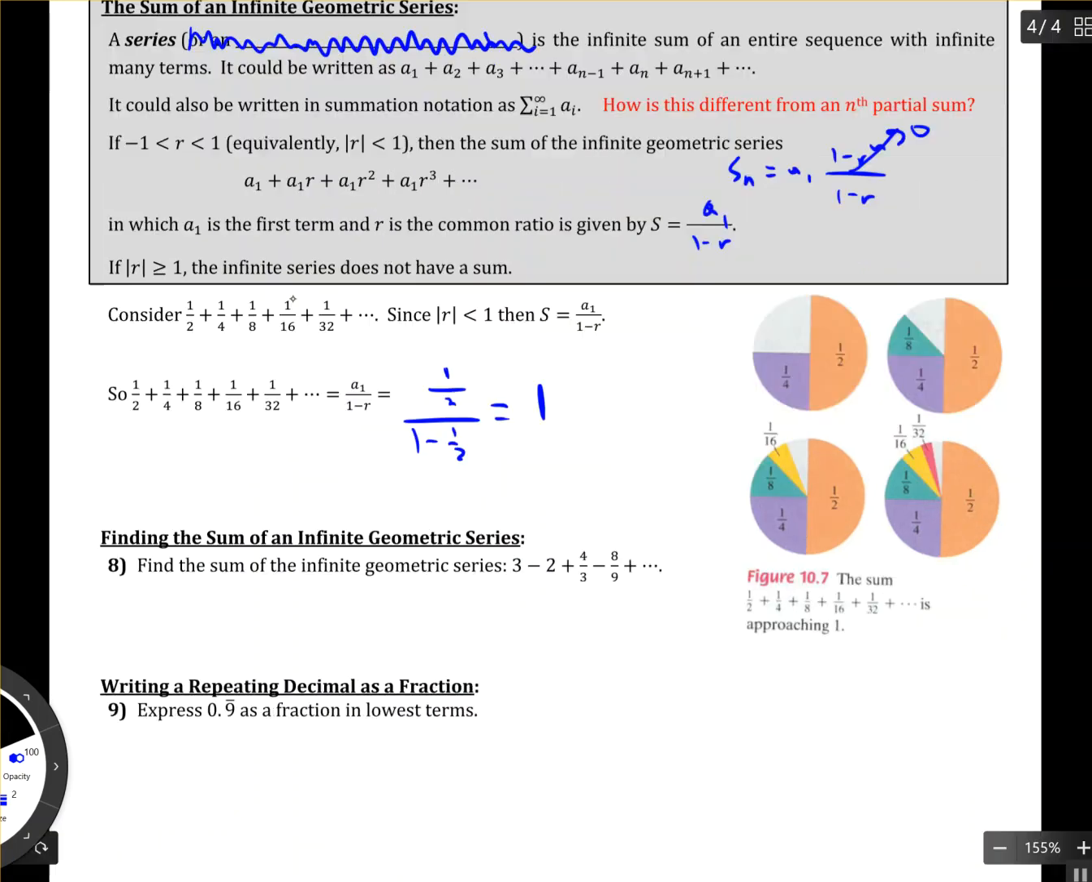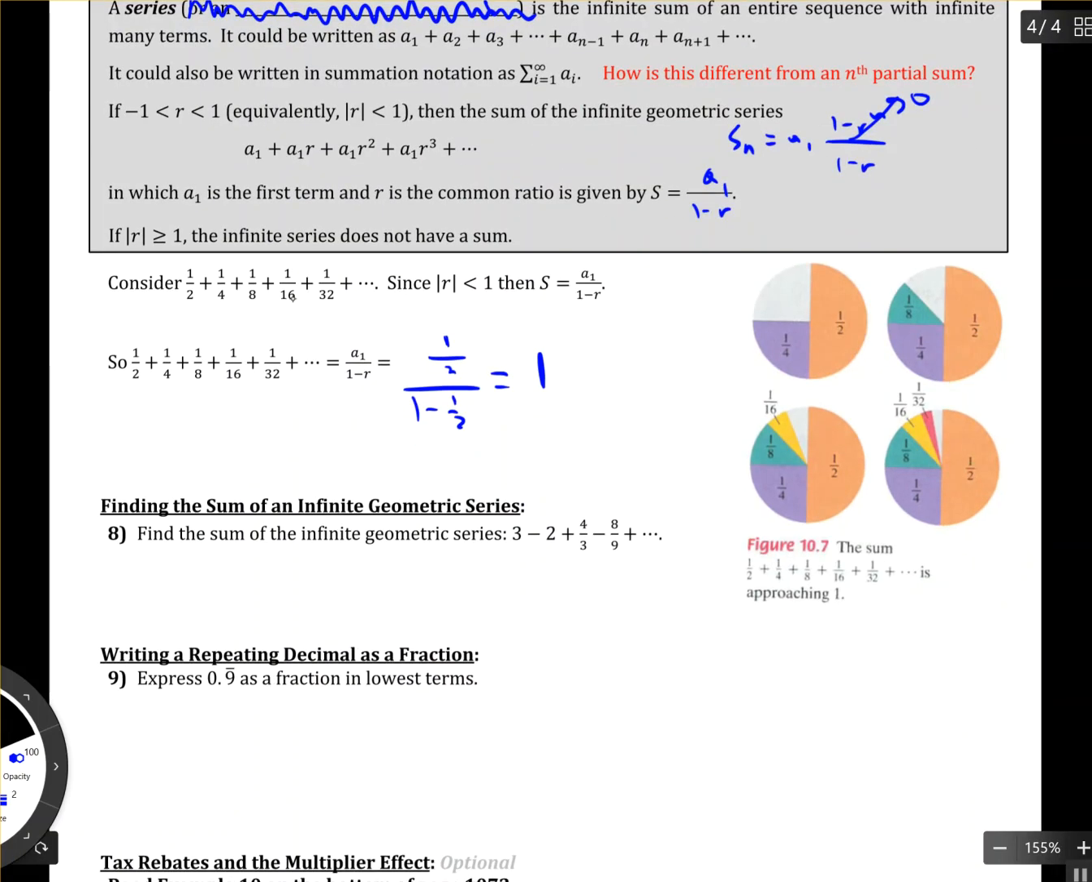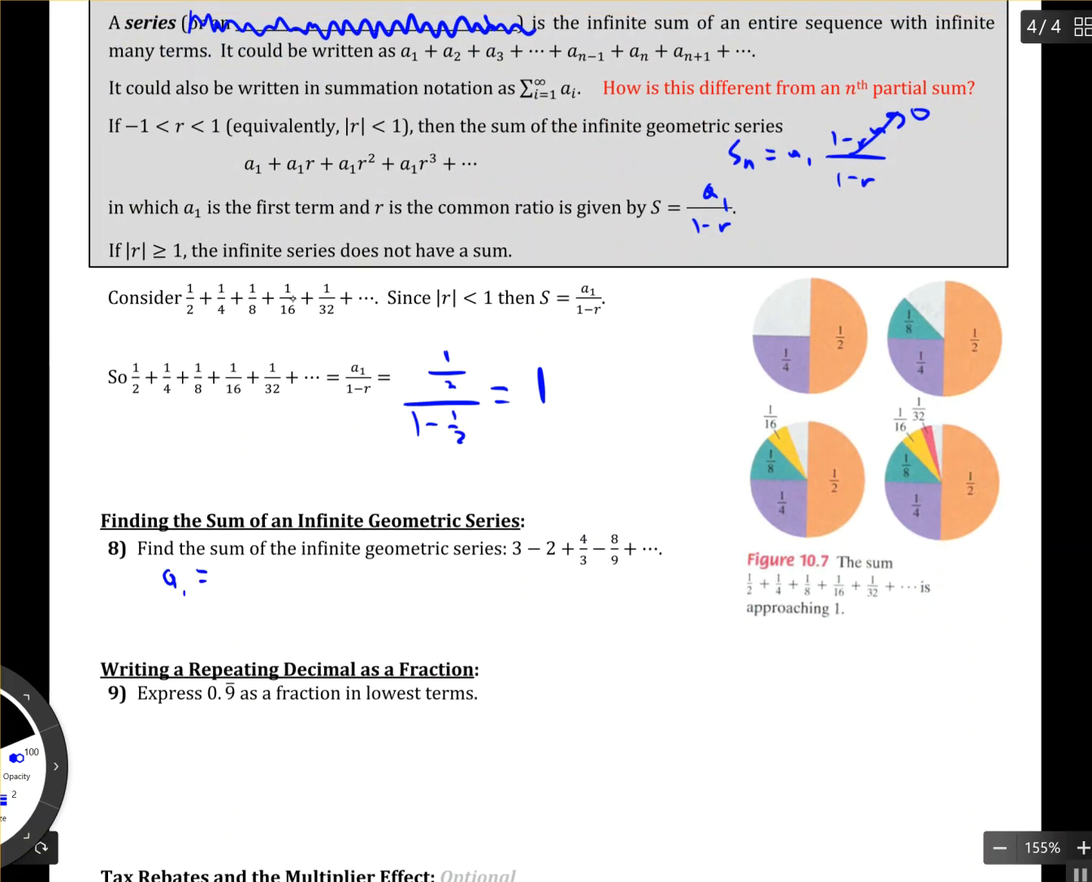All right, number 8. Find the sum of this infinite geometric series. Again, a1 is equal to 3. r, I can take the second term divided by the first term. It's -2/3. So I get the sum is equal to 3 over 1 minus -2/3. So 3 over 5/3, which is equal to 9/5. So it's 1.8.